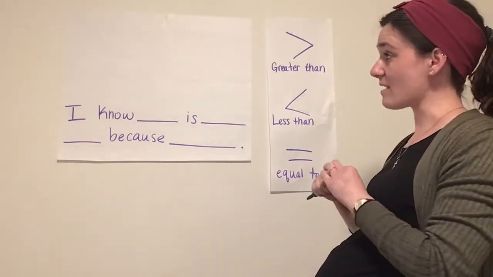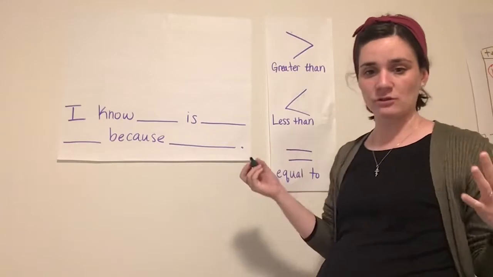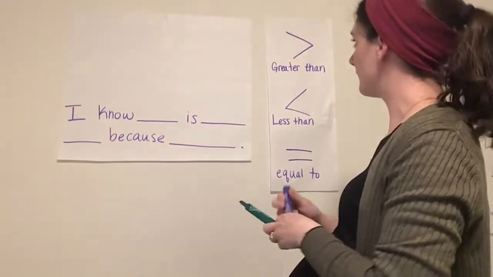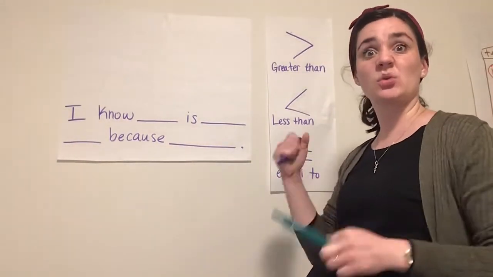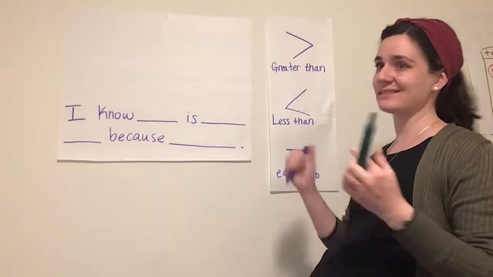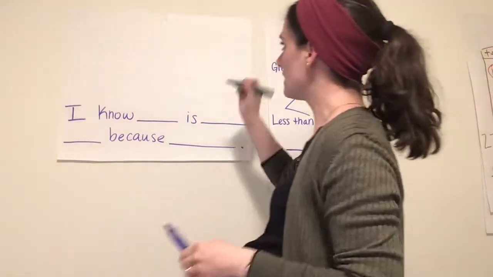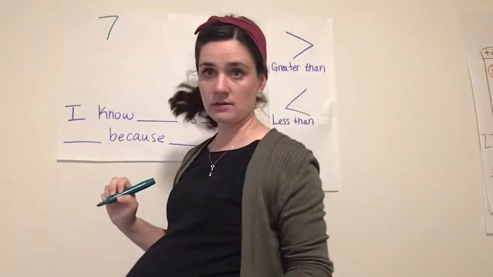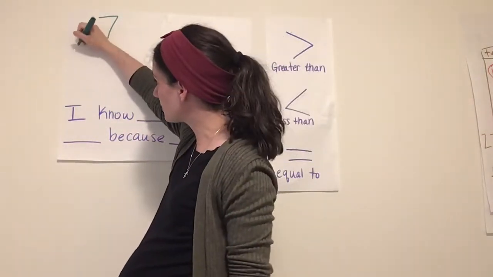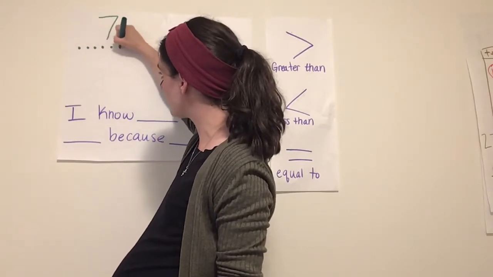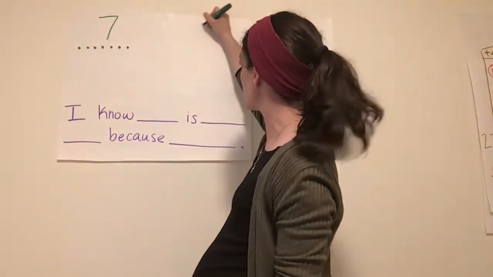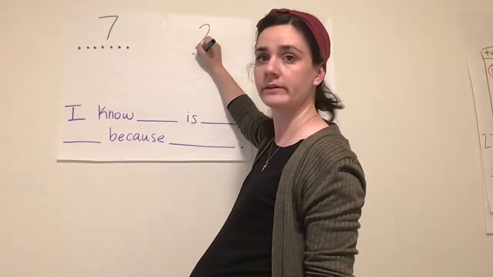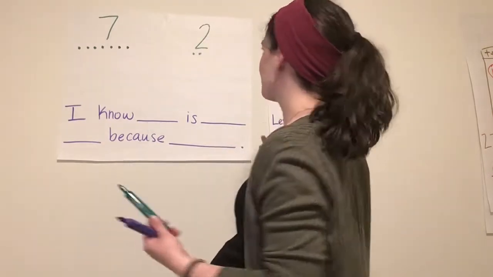Now, when we do it, we have two numbers, and we have to think, which one is greater than the other? Which one is less than the other? Let's take two numbers to start. Let's take the number 7, which we know we can also show with dots. 1, 2, 3, 4, 5, 6, 7. And let's take the number 2. 1, 2. Now we need to compare it.